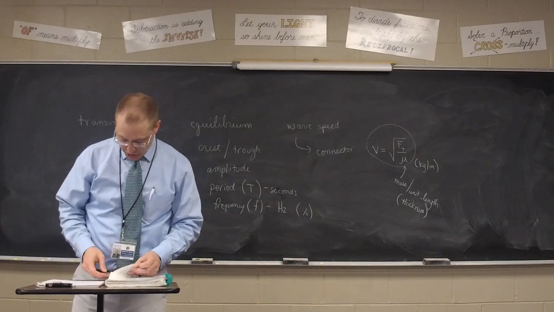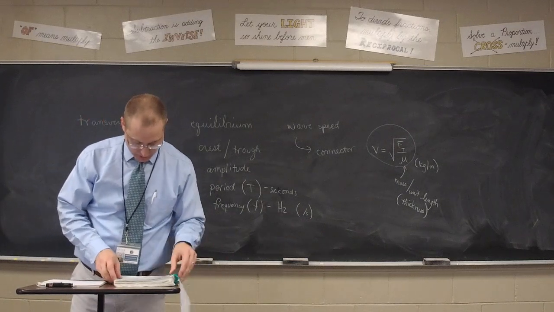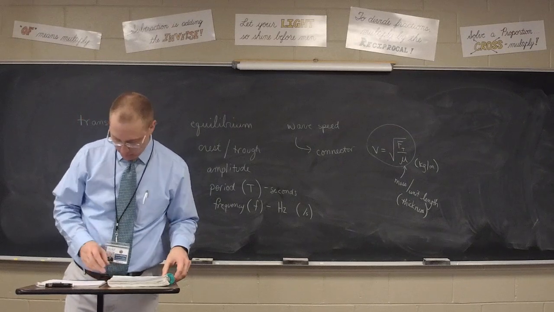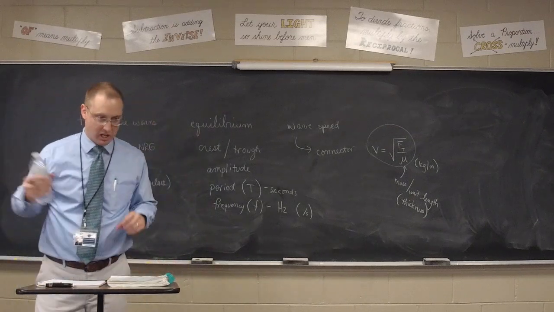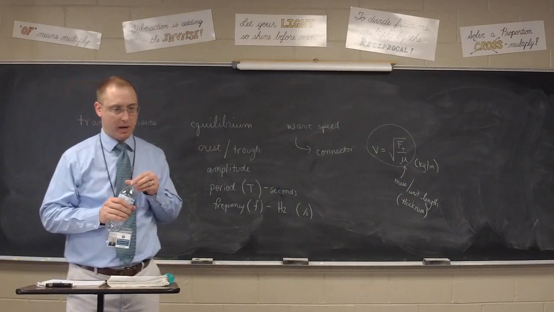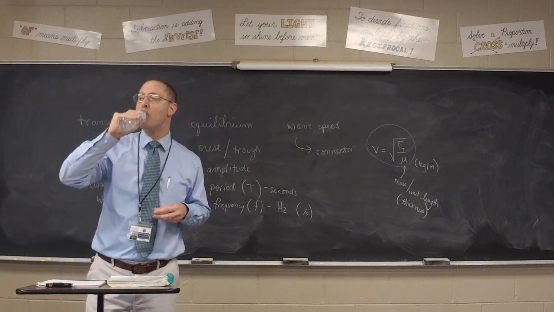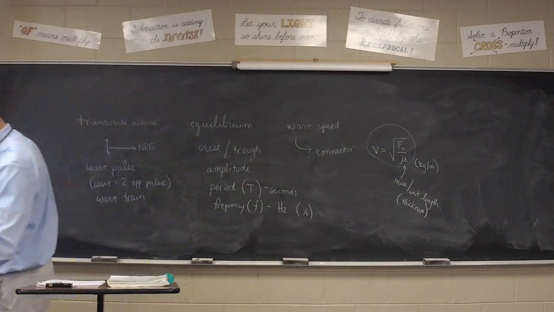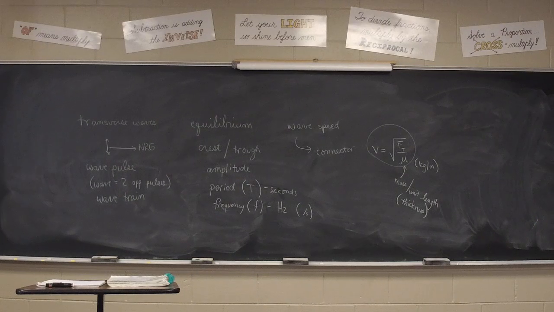Once you got that written down, turn to page 239 in your textbooks, and let's look at just one example problem here on page 239, example 16.1. Go ahead and read that example problem for us, if you would, Michael. What is the wave speed along a rope if it is kept at a tension of 32 newtons and it has a mass per unit length of 0.5 kilograms per meter?